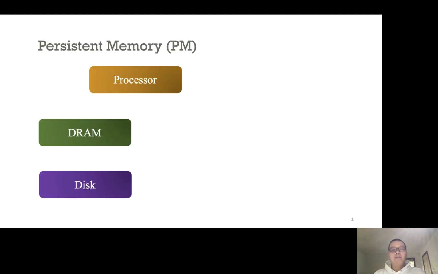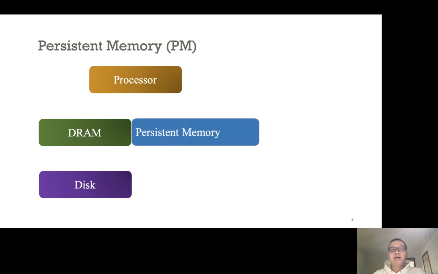In the traditional memory hierarchy, DRAM provides good performance, but the data is volatile. The data in the disk is non-volatile, but accessing disk data is slow. Now there's a new technology, persistent memory. It combines the advantages of DRAM and disk. Persistent memory provides DRAM-like performance, non-volatile, and high-density features.